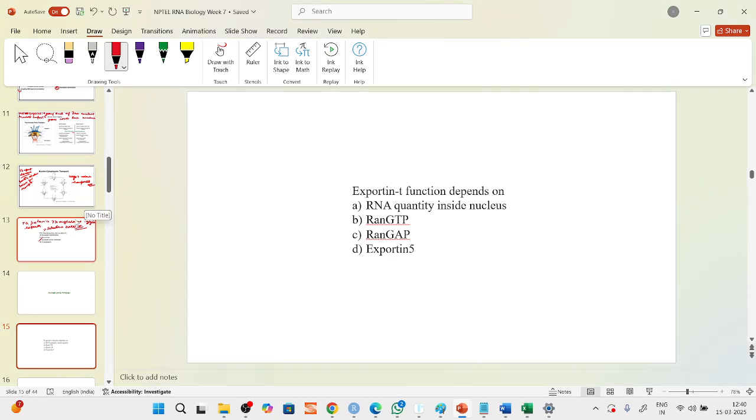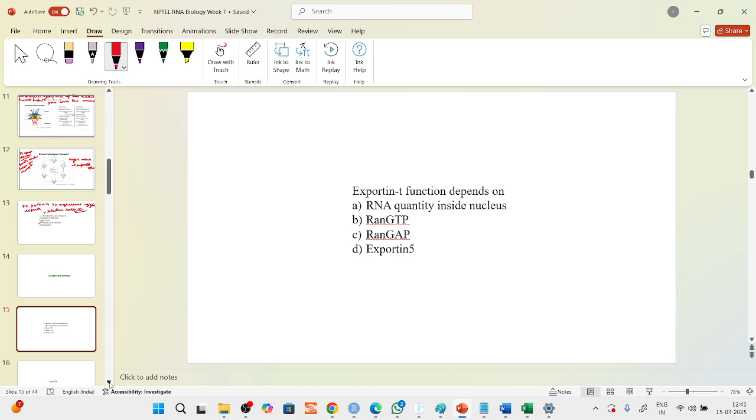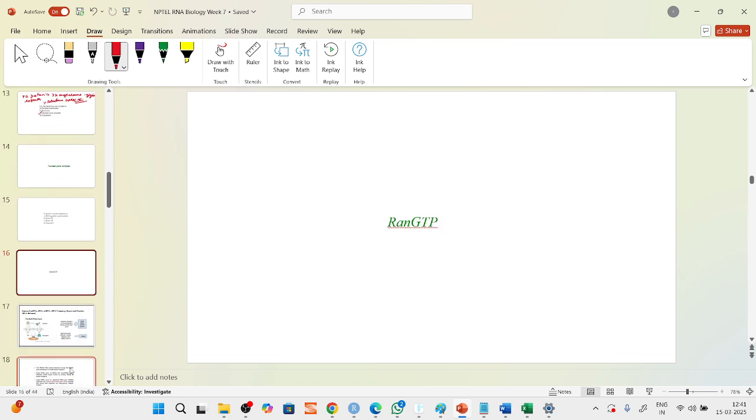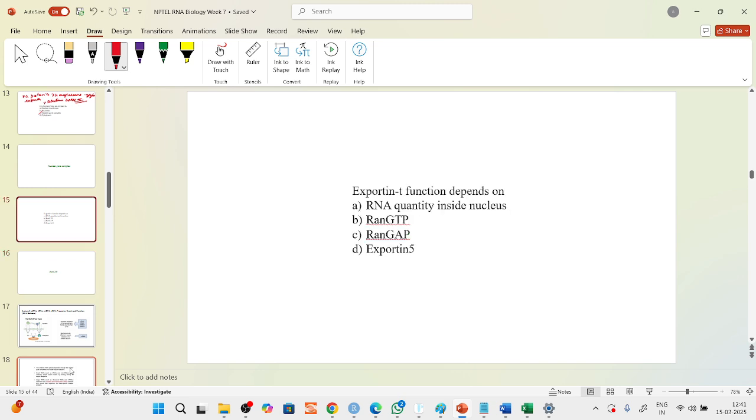So the correct answer is RAN GTP. How? Let us see. Exportin T is responsible for exporting tRNA from the nucleus to the cytoplasm. And in this process, it requires RAN GTP. This RAN GTP forms a gradient across the nuclear membrane, which facilitates the transport of cargo molecules through the nuclear pore complex. Is it clear?